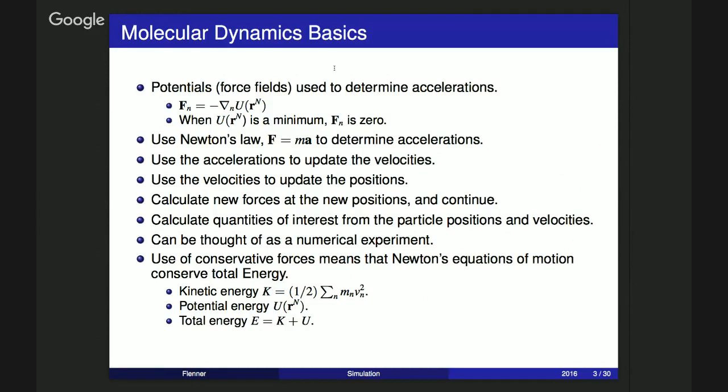And what you do in molecular dynamics is you calculate quantities of interest from the positions and the velocities. Many people think of this as some sort of numerical experiment. The reason we do this is that we can't sit down and solve equations for all these atoms in a practical problem. But we can numerically do it in computers, and so it's some sort of numerical experiment.